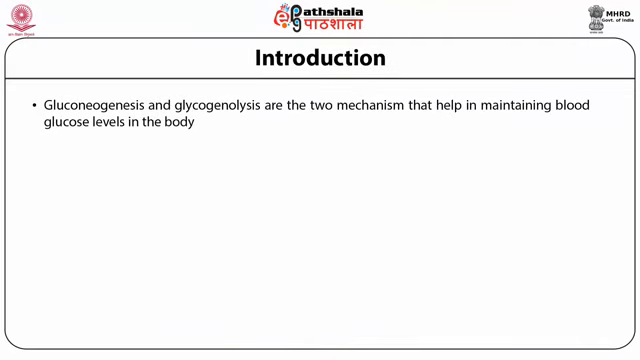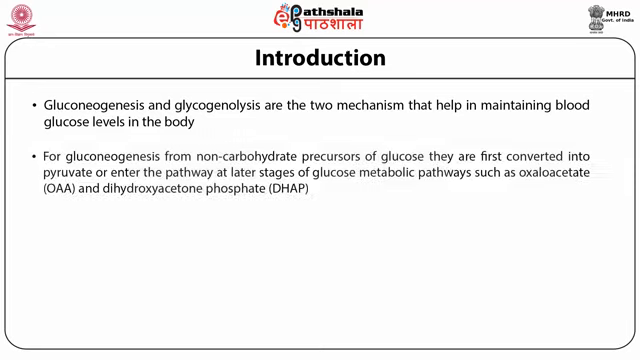Gluconeogenesis and glycogenolysis are the two mechanisms that help in maintaining blood glucose level in the body. Oxaloacetate and dihydroxyacetone phosphate are the key intermediates for gluconeogenesis as well as all other metabolic pathways.